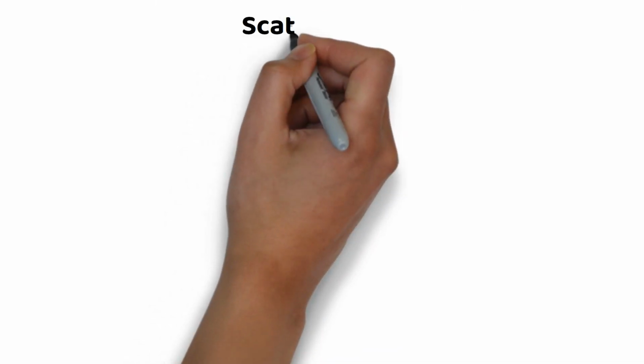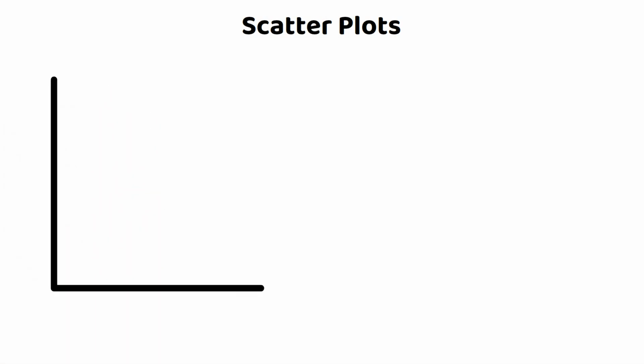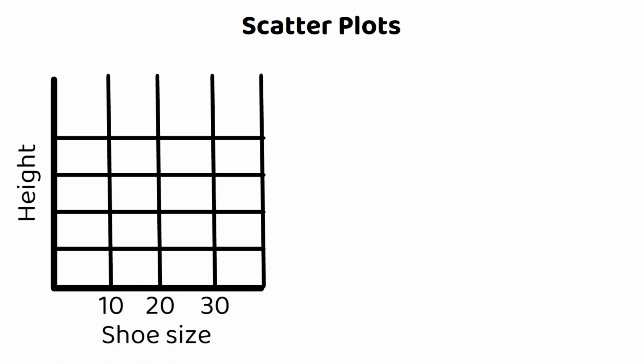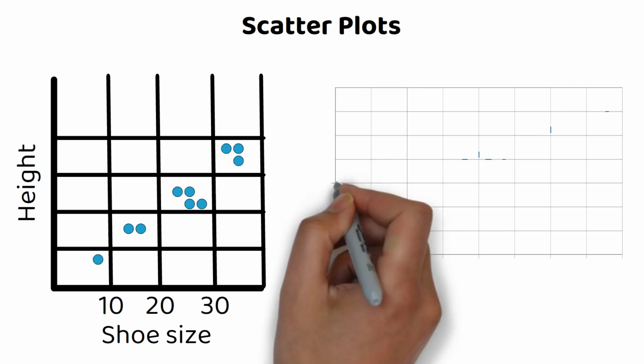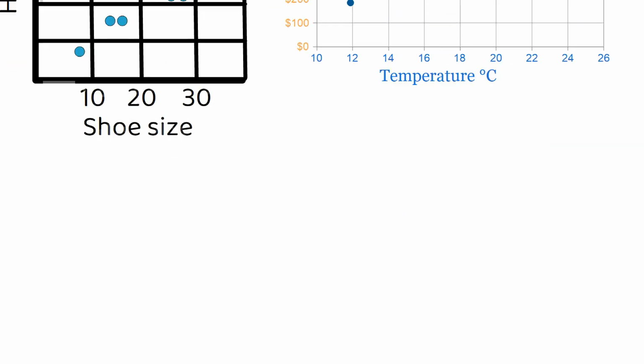Relationships and trends, scatter plots and time series. Scatter plots are graphs with points plotted to show the relationship between two variables. If height and shoe size were related, a scatter plot would reveal if taller people generally have larger shoe sizes. As an example, a cafe owner tracks daily temperature versus iced coffee sales. If higher temperatures correlate with more sales, the scatter plot would reveal this upward trend.